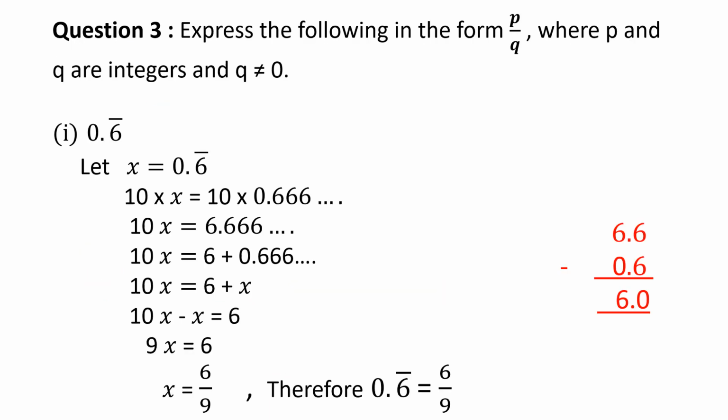Now, so the third question, let's read the third question. Express the following in the form P by Q, where P and Q are integers and Q is not equal to 0. So we have done these kind of questions, several questions now. So we are going to be doing this question again, and it's going to be a revision of what we have done in the previous video and in the beginning part of this video, right?